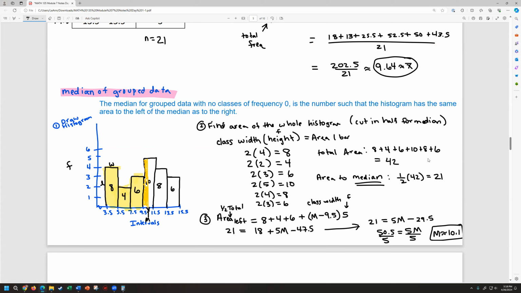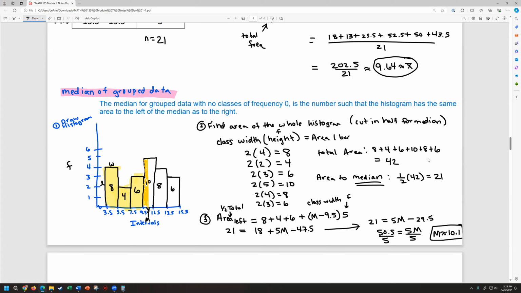I cut that total area in half. So I need to figure out how many bars I would need to add together to get close to that number, close to the 21. And then with the next bar, usually we have to go a little bit into it to actually reach the 21. Okay. Then we set up our equation.